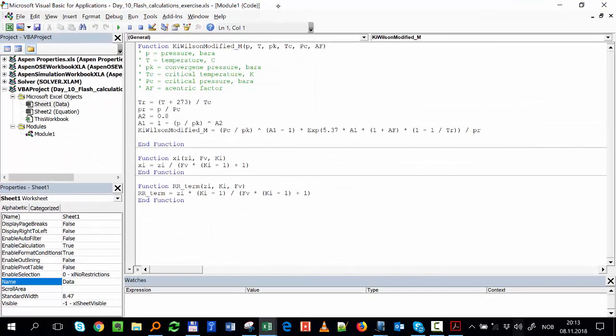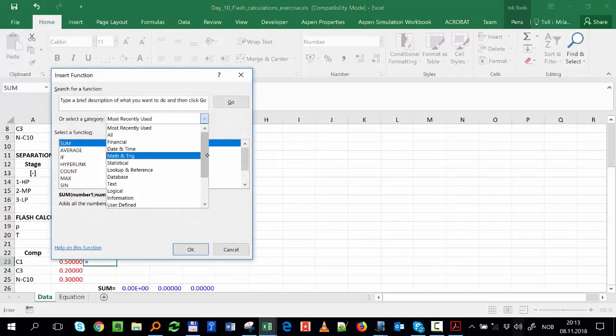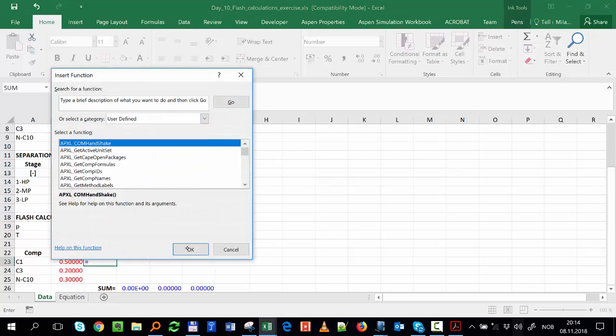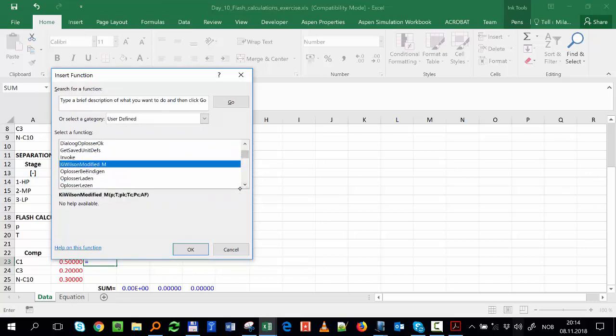We are going to use the equation called Ki Wilson modified. Pressure in bar, temperature in Celsius, but the critical temperature is in Kelvin. Be careful. Okay, so let's use that equation, Wilson modified. So let's call that equation, user defined, and it should be with W, Wilson. No, it should be with K, sorry. K Wilson modified.